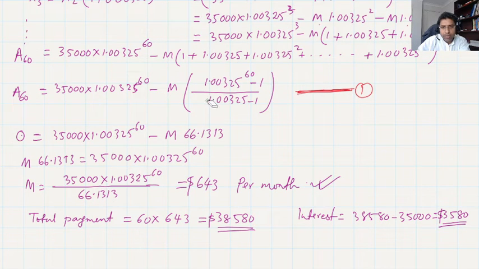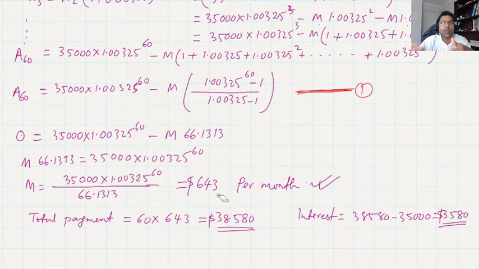I just put that in the calculator and get the value 66.1313. If you solve it, bring that to the left-hand side: M times 66.1313 equals 35,000 times that factor, and then M equals what? You just divide, and this is the amount. If you do the calculation, it is $643 per month that you have to pay. So your monthly repayment will be $643.